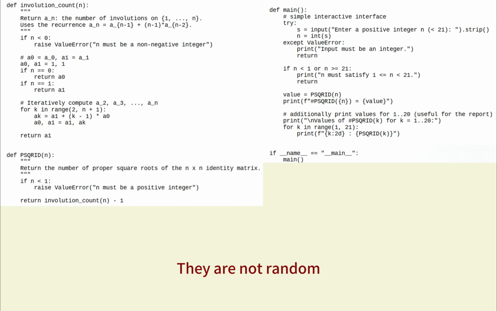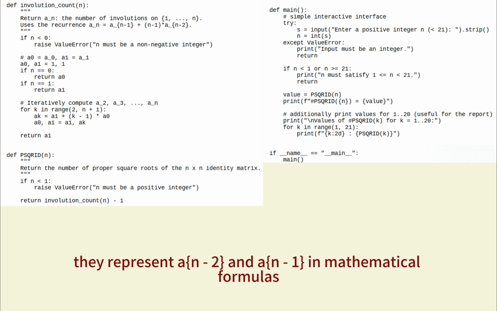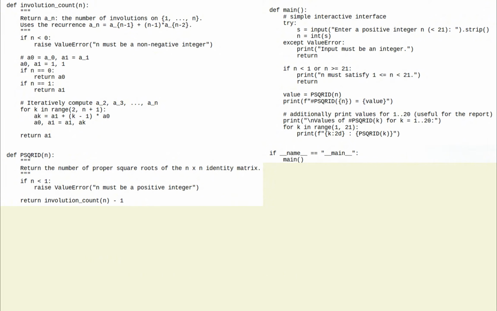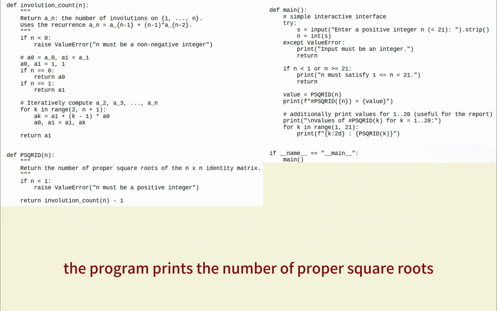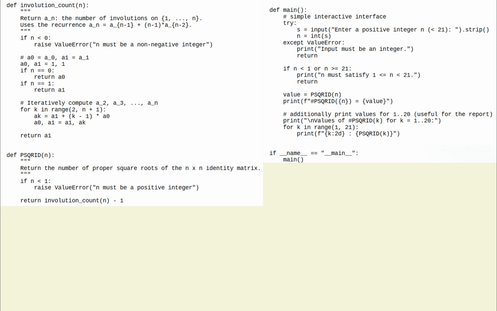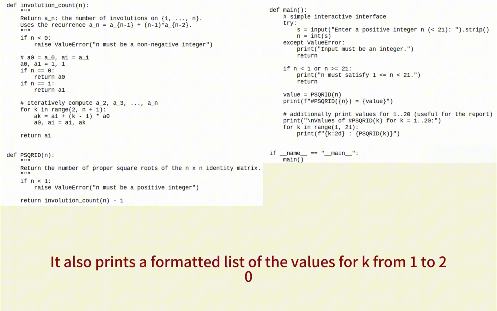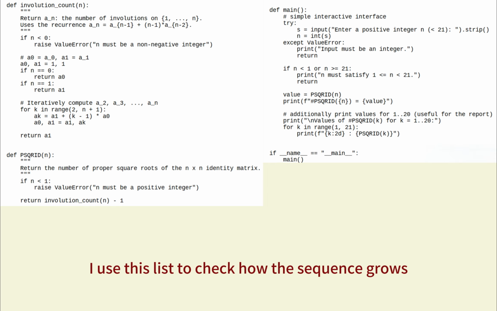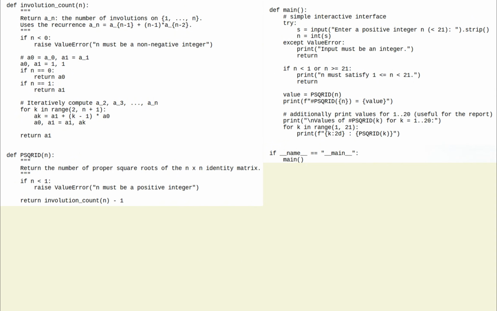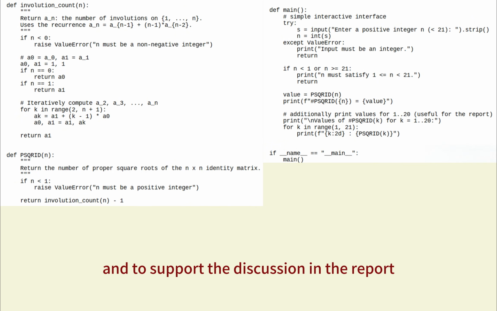Inside the algorithm, I introduce two variables, a0 and a1. They are not random. They store the current state of the sequence. More precisely, they represent A(n-2) and A(n-1) in the mathematical formulas. For the output, the program prints the number of proper square roots for the given n. It also prints a formatted list of the values for k from 1 to 20. I use this list to check how the sequence grows and to support the discussion in the report.